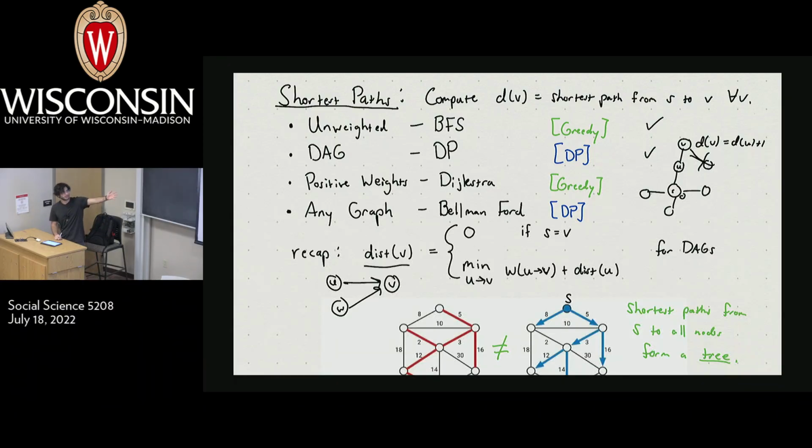Whereas for the DP one, you're trying all possible edges, and you might even change the distance of U over time. It could fluctuate.